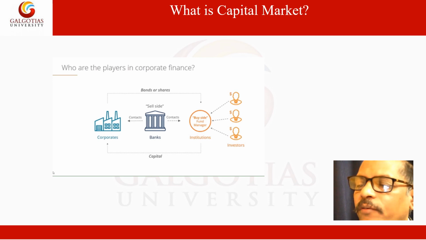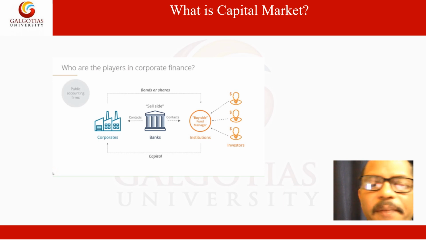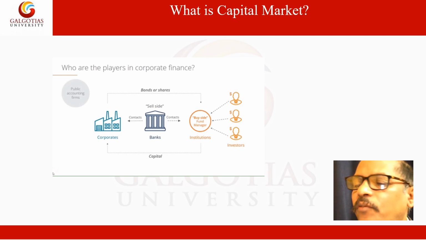So to review the four players in corporate finance from our perspective, we have corporates, institutions, investment banks and intermediaries, and regulators. This is how the primary market works. Let's move on to the secondary market. In the secondary market, after securities have already been issued, they trade between investors.